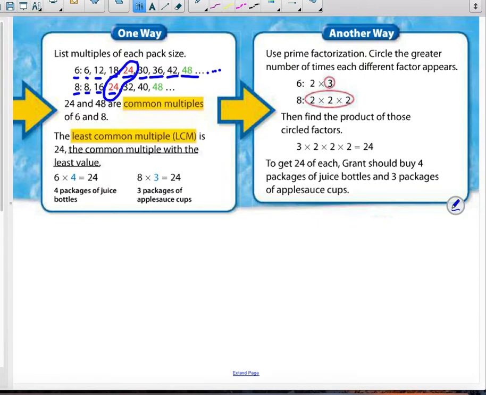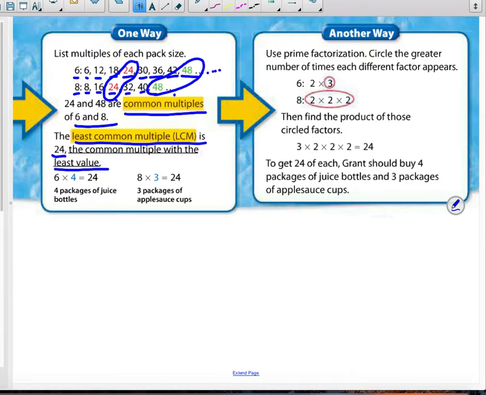But if you go on, 4 times 8 is 32, 5 times 8 is 40, 6 times 8 is 48, you'll see another common multiple. 24 and 48 are both common multiples of 6 and 8. But we want the least common multiple, which is going to be 24. The common multiple with the least value is 24.